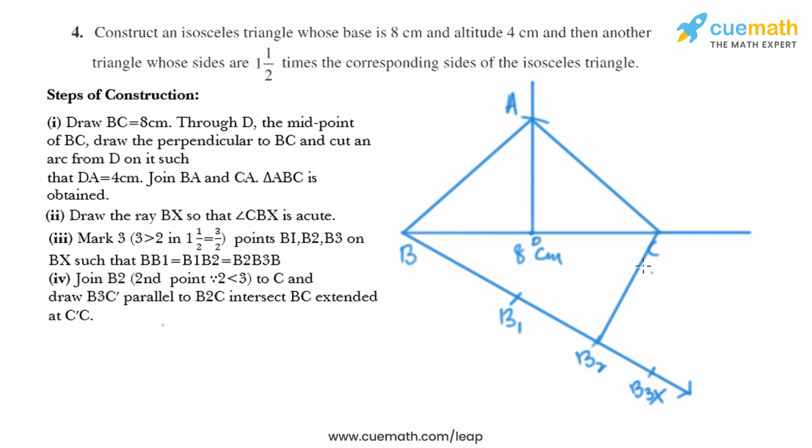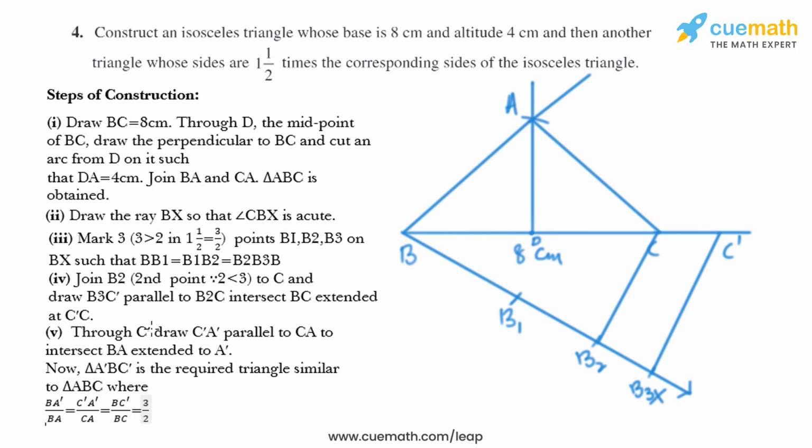Now we'll extend BC and we'll draw a line parallel to B2C. So we'll draw a line like this and we'll mark the point of intersection as C dash. Now in the next step, through C dash, draw C dash A dash parallel to CA to intersect BA extended at A dash. So we'll draw a line parallel to AC like that and we'll name this point of intersection as A dash. So we have got triangle A dash B C dash as the required triangle.